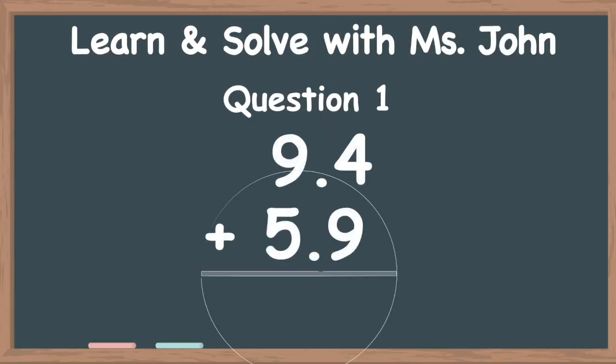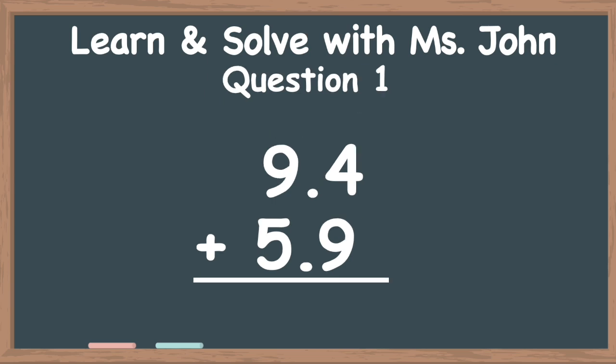Question number 1, 9.4 plus 5.9. We're going to complete this question by first doing the number one thing we should always do when working with numbers with decimals: put the decimal in the answer section right underneath the other decimals. So let's do that right now. We're going to start with adding the numbers in the far right column, also known as the tenths column.